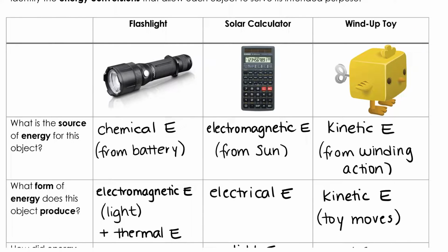Okay, let's compare our answers. A flashlight relies on chemical energy stored in the battery to produce electromagnetic energy, i.e., light, and thermal energy a little bit by accident. We don't intend our flashlights to get so hot.